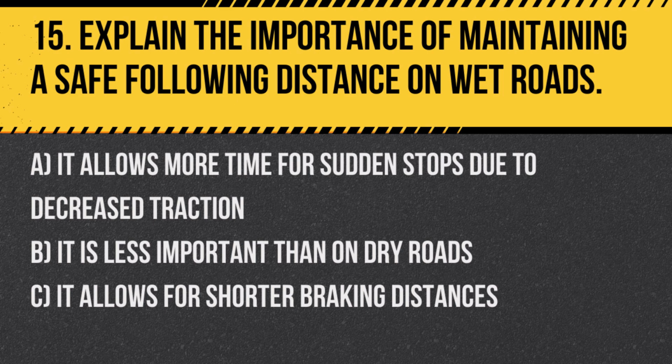Question 15. Explain the importance of maintaining a safe following distance on wet roads. A. It allows more time for sudden stops due to decreased traction. B. It is less important than on dry roads. C. It allows for shorter braking distances. Answer: A. It allows more time for sudden stops due to decreased traction. Wet roads can significantly increase braking distances and decrease tire traction, making it vital to maintain a greater following distance.